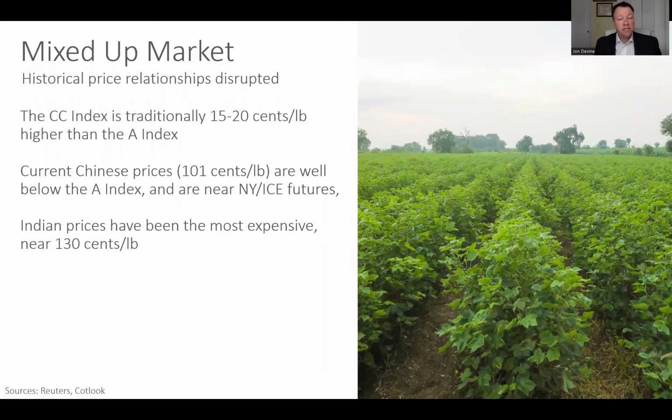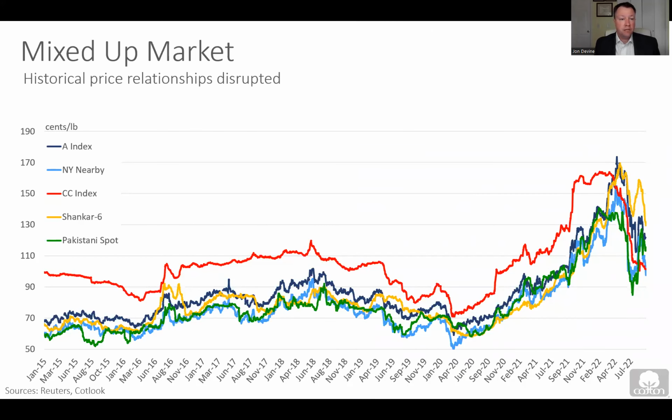But if you take a look at current Chinese prices, they're around 100 cents per pound. These are well below the A index, which is now at around 120. So instead of having a 15 to 20 cent premium relative to the A index, Chinese prices are now below the A index by 15 to 20 cents per pound. And Chinese prices are currently trading near the ICE futures prices. A price that tends to trade close to our futures prices is Indian prices, but they've been the most expensive for some time. Just a few weeks back, they were as high as 150. There has been some decrease there. They're now around 130. So some big changes in global price dynamics.